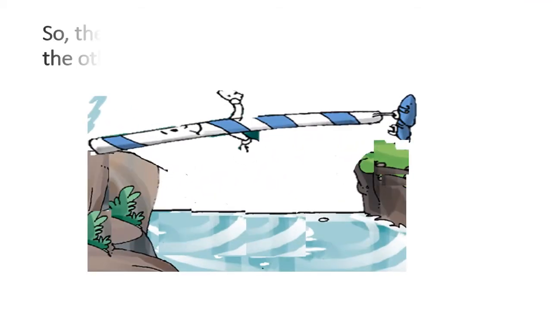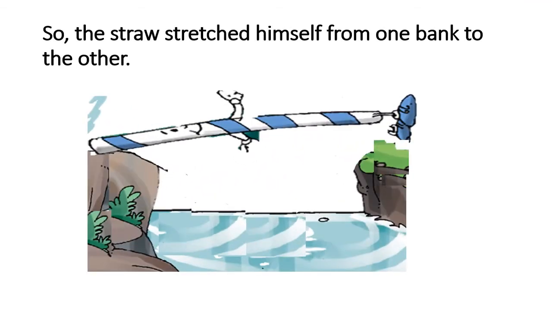So, the straw stretched himself from one bank to the other. Now, do you see that the one side of the straw is on one side of the bank of the river and the other on the other side? So the straw stretched himself so that the bubble and the shoe could walk over him.